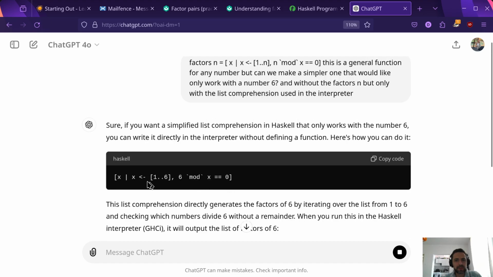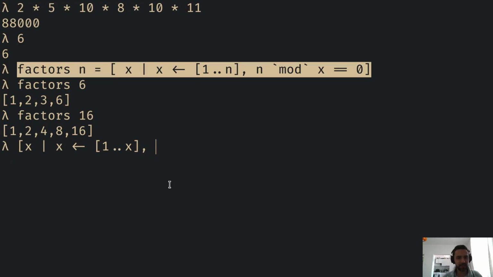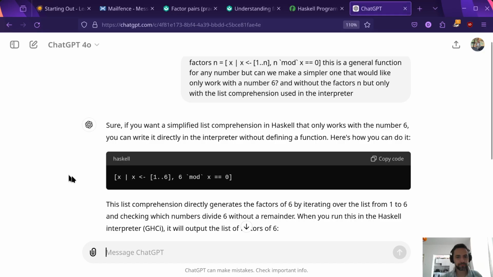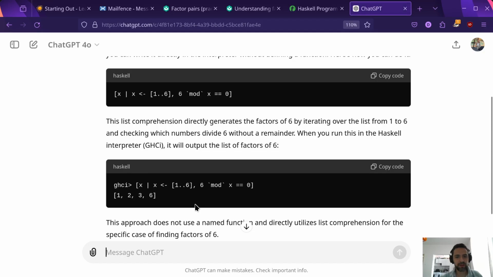All right, this is what I wanted, right? X 1 to 6. So silly, right? You see this? So x, and into the x, we're going to put a list of numbers up to 6, because let's say we want the factors of 6. This list comprehension directly generates the factors of 6 by iterating over the list from 1 to 6. All right.